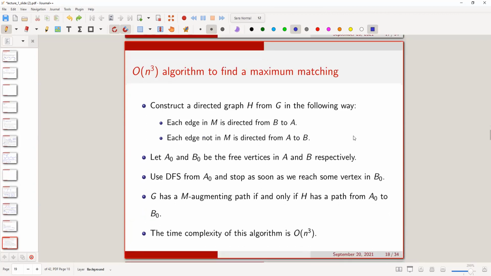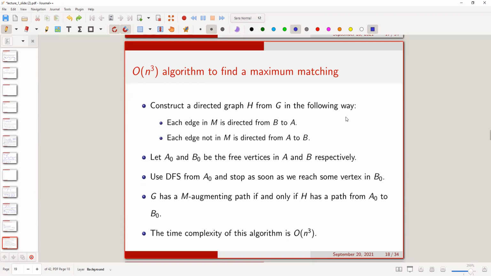Okay. So what do we do here? In this algorithm, we start with an empty matching, and each time we find an alternating augmenting path in order n squared time, and then we augment it and we continue until we don't have any more augmenting path. So that's why the total running time is n cube. So how do we find an augmenting path?